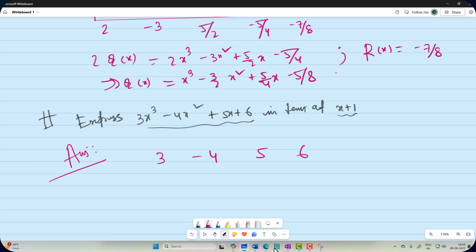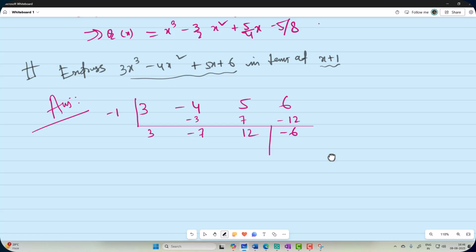This x plus 1 vanishes for minus 1. So take minus 1 here. Now 3 will come down. Minus 1 into 3, minus 3. This is going to be minus 7. This minus 1 minus 7 is 7. That is 12. Minus 12, because you have multiplied by minus 1, it is going to be minus 6. Clear?